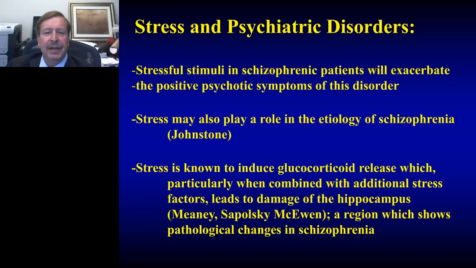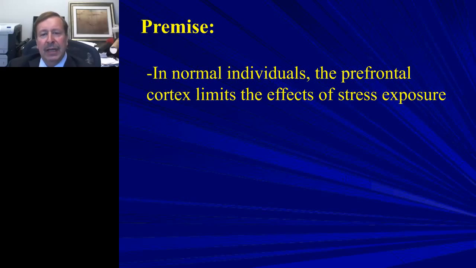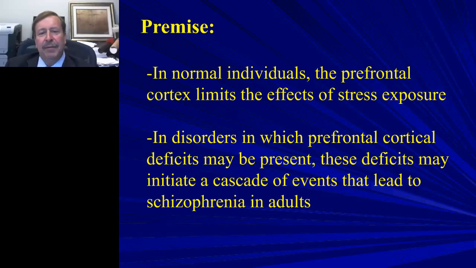Now, stress itself is known to induce glucocorticoid release and also lead to hippocampal damage. And in fact, Francine Benes showed that activating stress circuits, for example by activating the amygdala, can drive hippocampal activity and also lead to parvalbumin neuron loss. So in normal individuals, we think that the effects of stress can be mitigated by areas like the prefrontal cortex. However, in the schizophrenia patient, there's evidence that the prefrontal cortex may actually show some initial deficits. If that's the case, the prefrontal cortex may not be able to mitigate these effects.